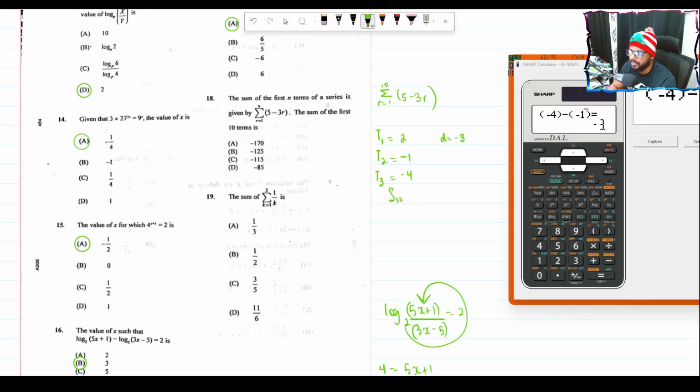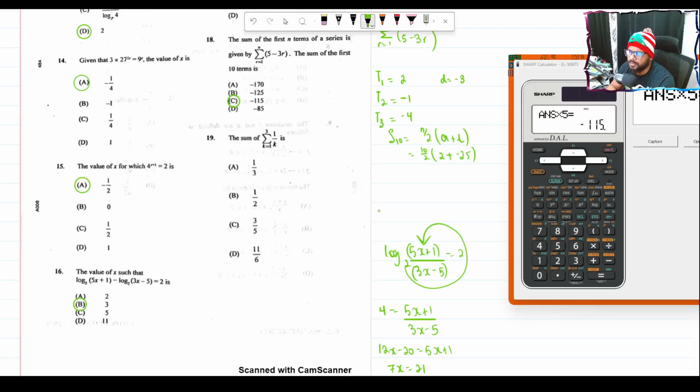So S sub 10, we could use n over 2 into 2a plus n minus 1 d, or n over 2 into a plus l. That's going to be 10 over 2 into 2 plus the 10th term, which occurs when r is 10. 5 take away 3 into 10 is minus 25. So 2 take away 25 is that, multiplied by 5 is minus 115. So the answer, this is C.